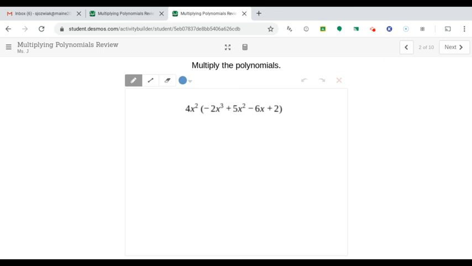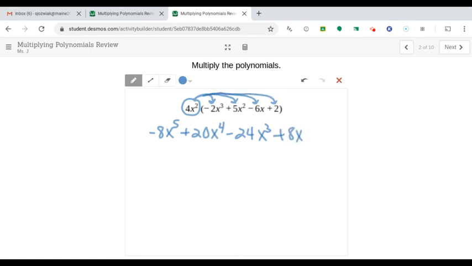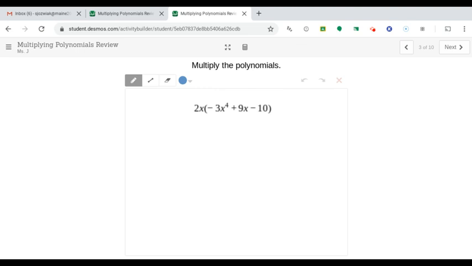Here we're going to do the same thing. We're going to distribute that 4x squared inside. So it's 4x squared times -2x to the third. So that's -8x to the fifth. And then positive 20x to the fourth, minus 24x to the third. And then plus 8x squared. And this is already in standard form and there are no like terms, so we don't have to worry about simplifying anything at the end.